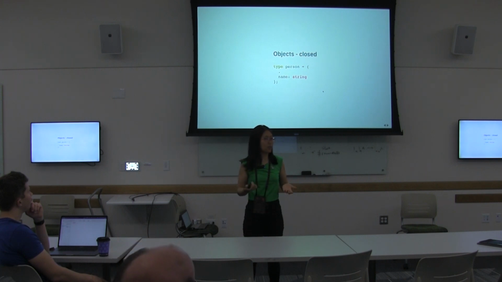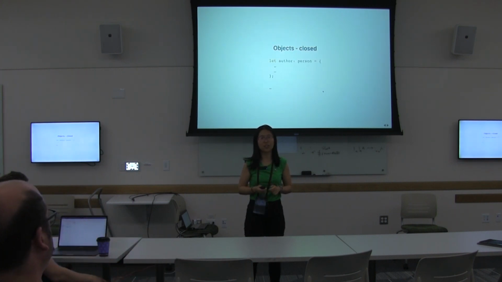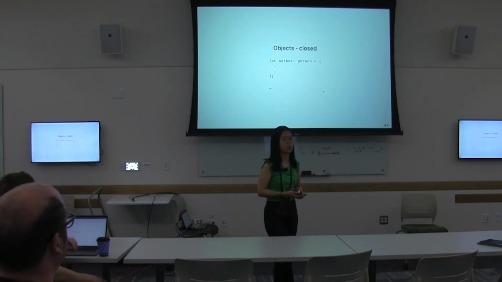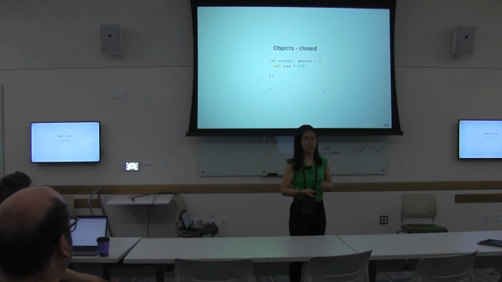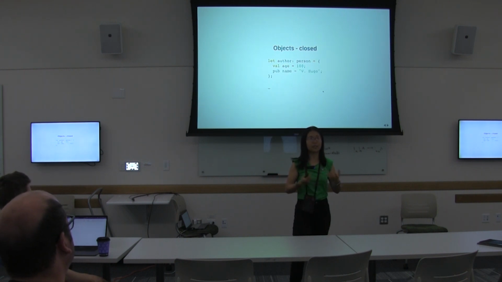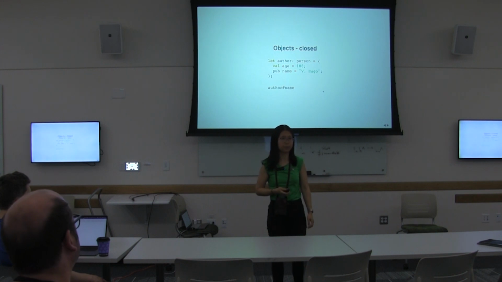Now, why would you have a closed object instead of a record? Well, in a closed object, you can actually have logic and private instance variables as well. So I can define an age for an author, and this is only visible from within my object. But then I can define something that's actually public that can be accessed from outside. And if I want to access it from outside, I use the hash notation.